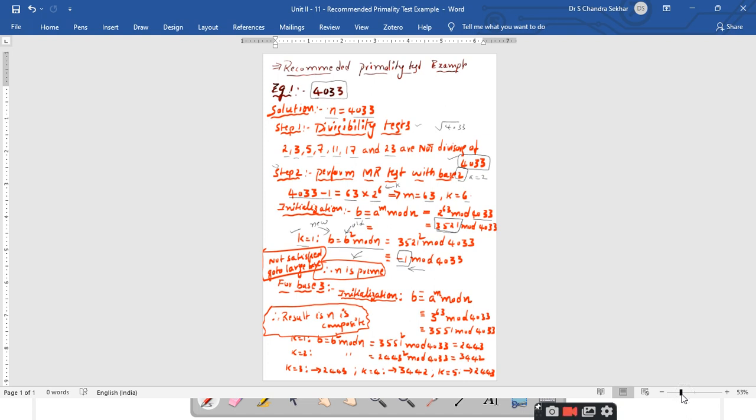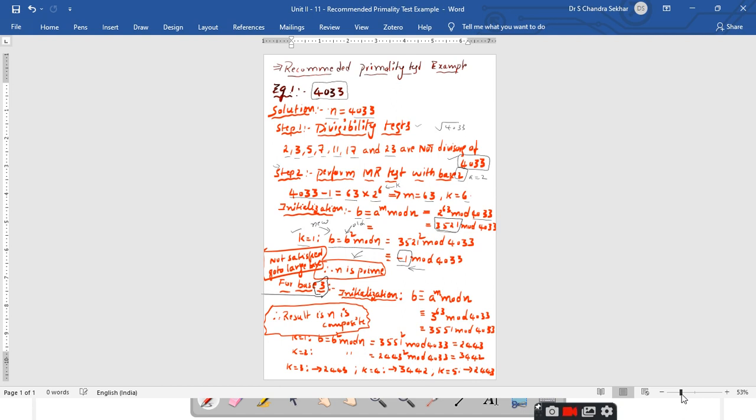So what I will do is I will take another value, another base. This base is nothing but a only. Previously I had taken the base value as a equal to 2, but now I take the base value as 3. Now I start my calculations. I calculate b, which is given as congruent of a power n mod n. This time the a value is 3, you can observe here, it is not 2. So 3 power 63 mod 4033, I get the value of b as 3551.